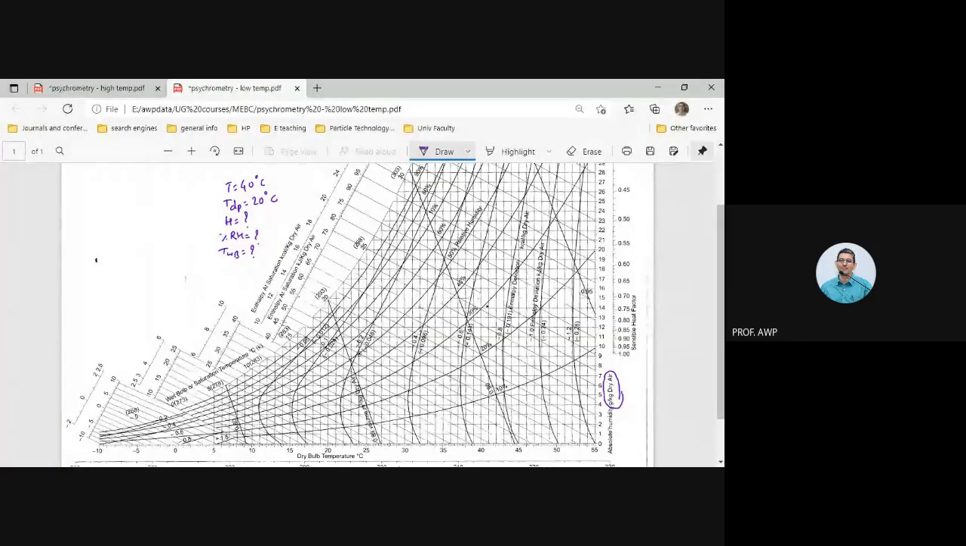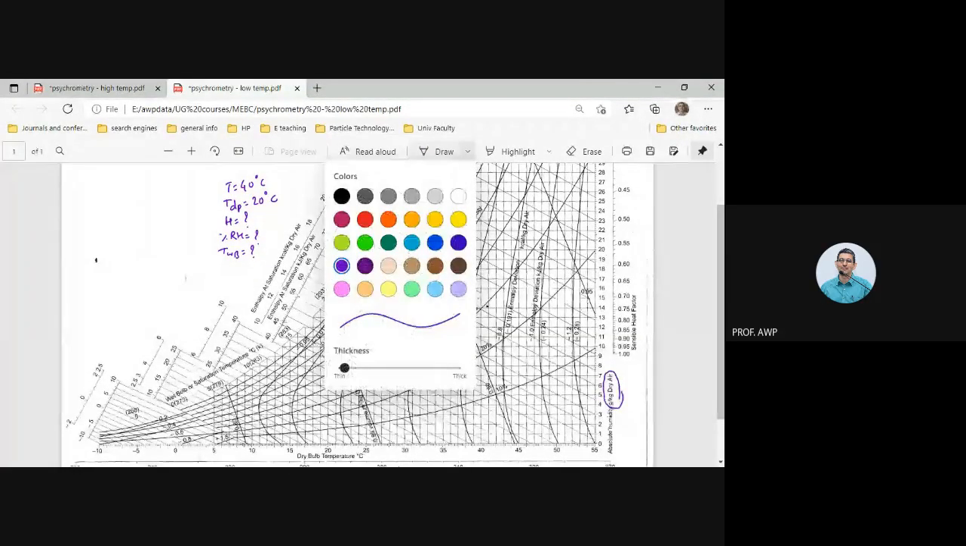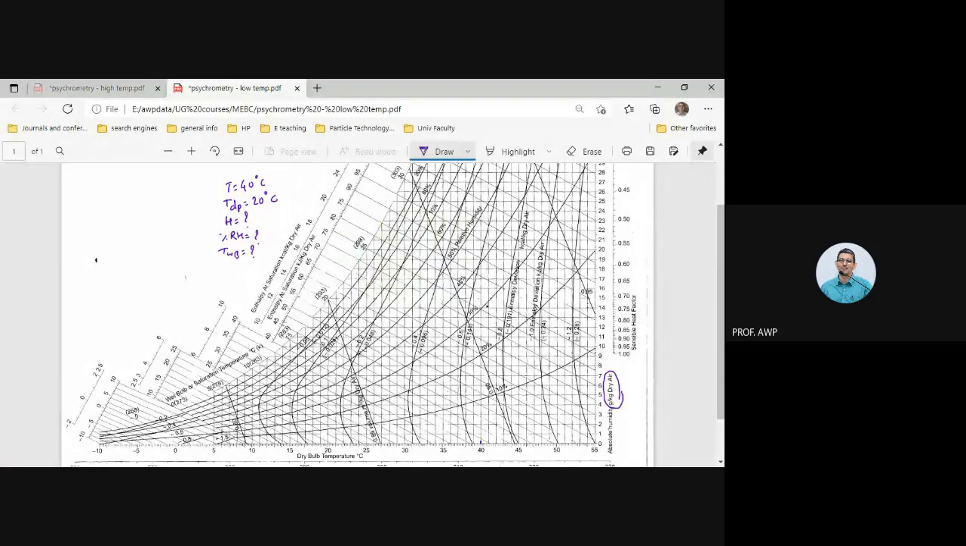Temperature is 40 degrees centigrade. Means where would we be? Temperature is 40 degrees centigrade. Means we would be somewhere along this line. This vertical line would be the 40 degrees centigrade line.